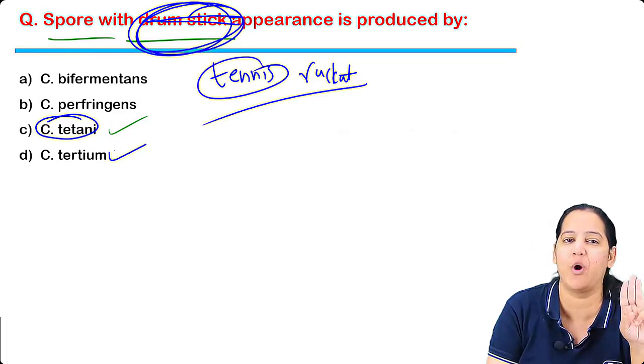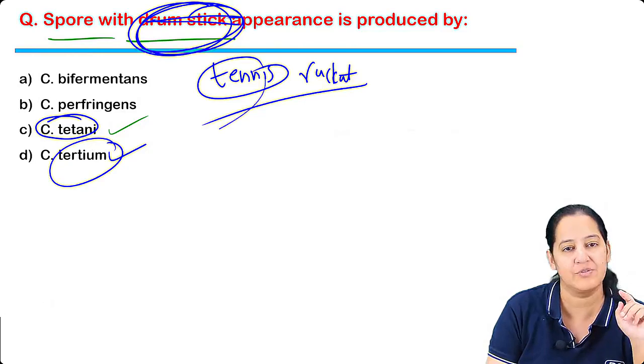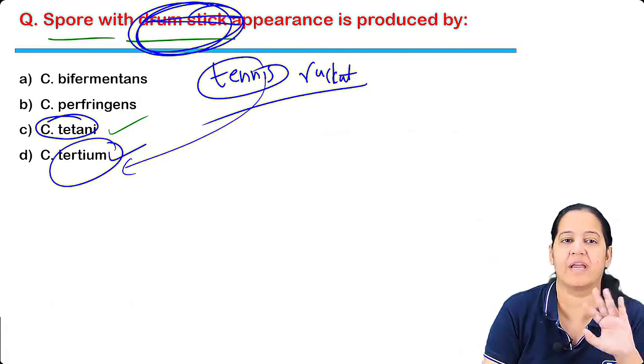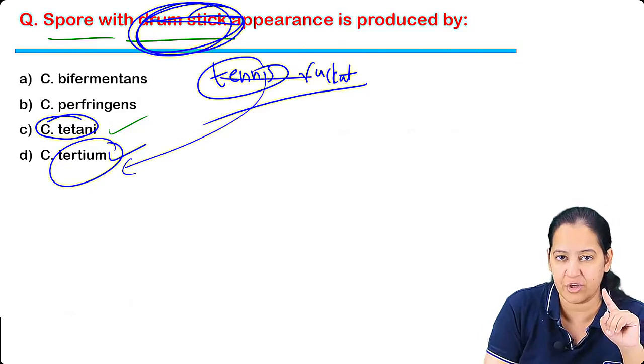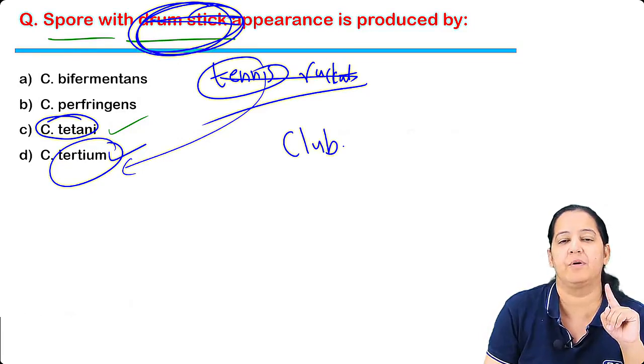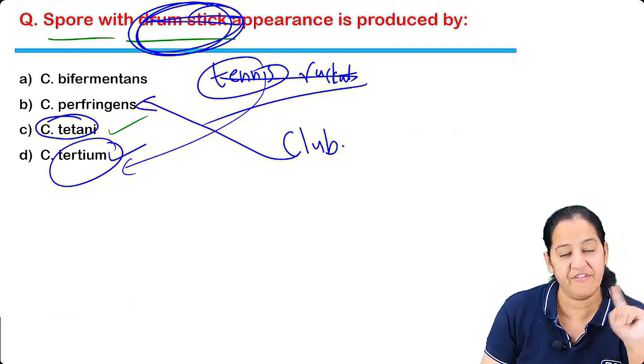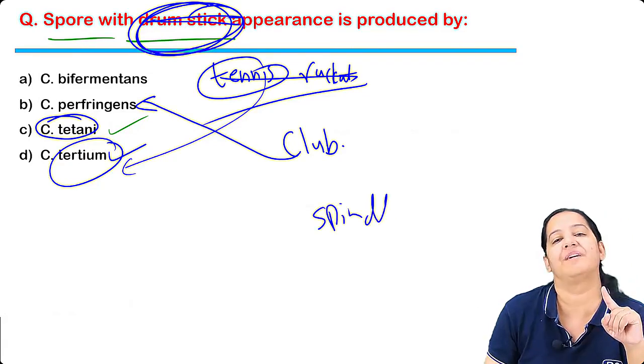Tennis में 3 round या third rank, whatever. So tennis is tertium, primary, secondary, tertiary. This is how I learned. So I don't get confused. If I change the question to club shape, what is the answer now? Club shape, answer will become perfringens. If I change the question to spindle shape, the answer will become bifermentus.